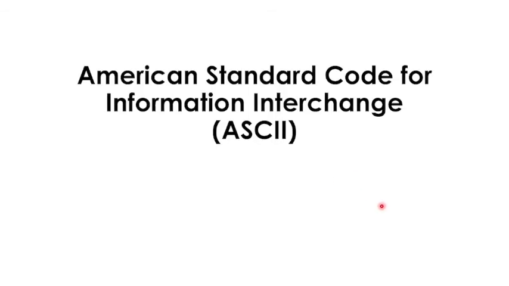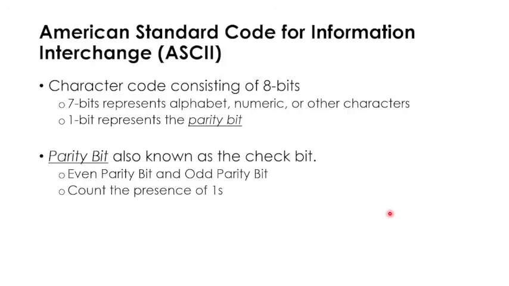We have the American Standard Code for Information Interchange or the ASCII code. So ASCII code is a character code consisting of 8 bits. 7 bits is for the alphabet, numeric, and other characters, while the remaining 1 bit represents the parity bit. So what is a parity bit? A parity bit is also known as the check bit. There are 2 kinds of parity bit: the even parity bit and the odd parity bit. To determine the parity bit, all you need to do is count the presence of ones.